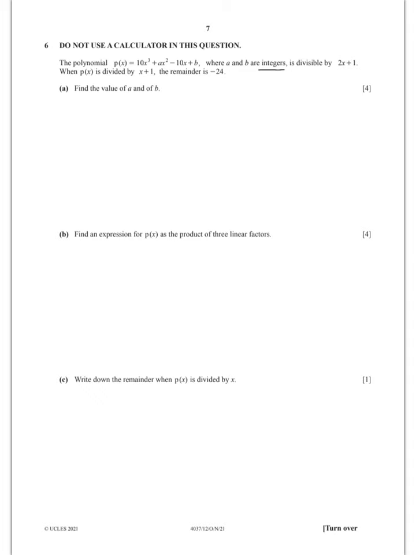Now that it is divisible by 2x plus 1, from this part you can find out the value of x by equating 2x plus 1 equals to 0. So you get the value of x equals to negative 1 over 2. Divisible by means that the remainder is 0 here. That means when you place x equals to minus 1 upon 2 in this equation, the answer should be equal to 0. So instead of x, I will write minus 1 upon 2.